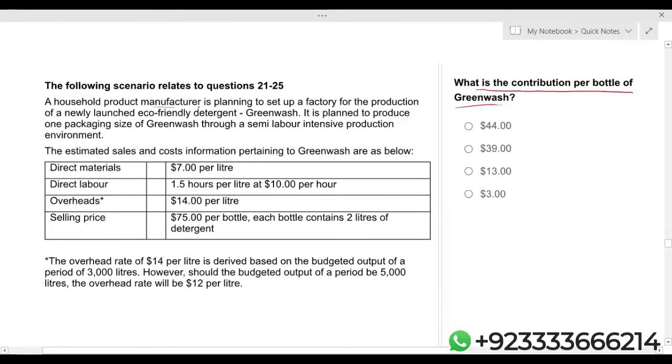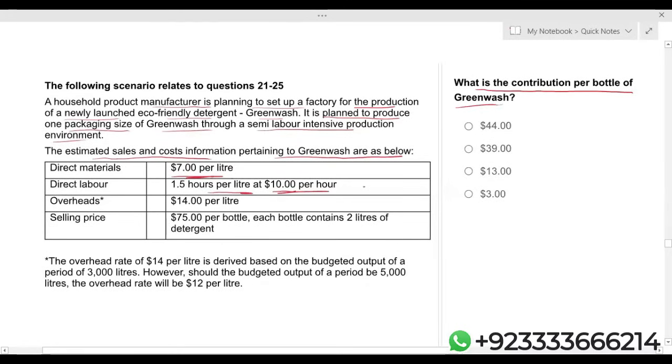A household product manufacturer is planning to set up a factory for the production of a newly launched eco-friendly detergent, green wash. It is planned to produce one package size of green wash through a semi-labor intensive production environment. The estimated sale and cost information pertaining to green wash are as below. Direct material is $7 per liter. Direct labor is 1.5 hours per liter at $10 per hour.